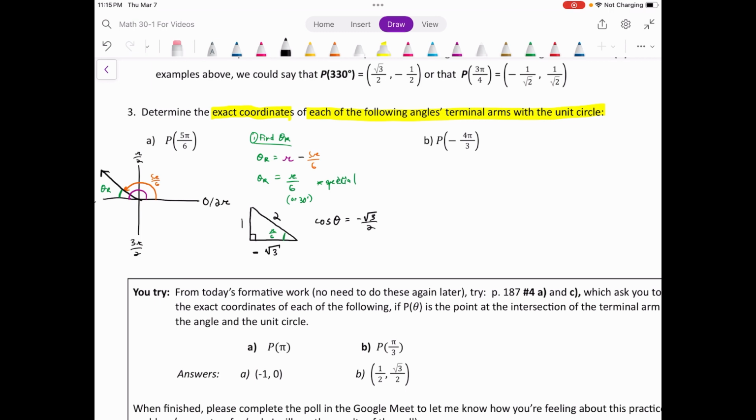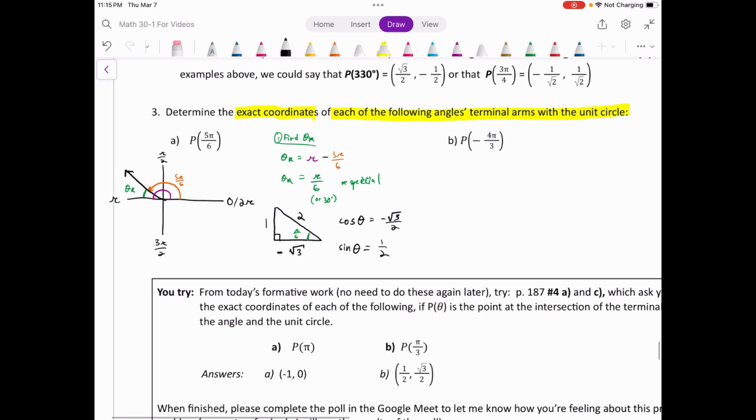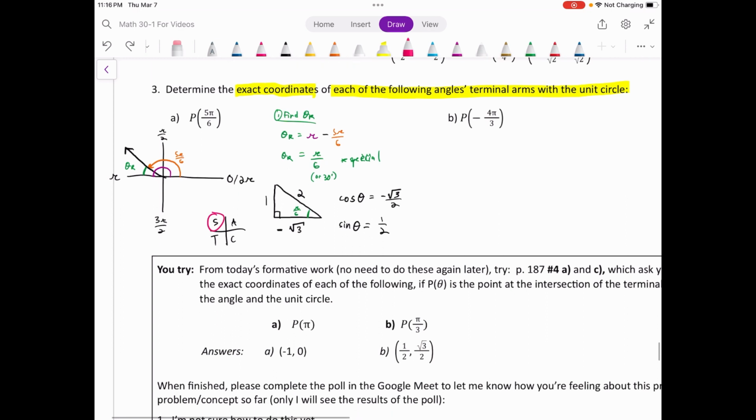So cos of 5 pi over 6 is going to be negative root 3 over 2. Sine of 5 pi over 6 is going to be opposite, so 1 over 2. And there we go. That's it. That's actually it. Again, we could have also stuck with not making that root 3 negative and just kept everything positive, and at the end thought about, okay, well, we're in quadrant 2, so sine should be positive, cos should be negative, exactly like we just found.